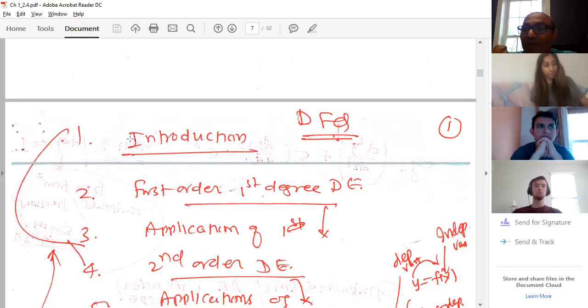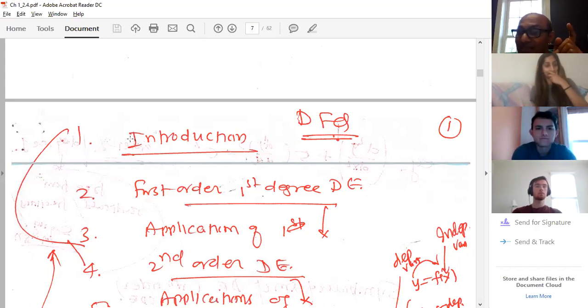Article 4.3, now higher order differential equation technique is completely different from your first order, first degree. It has no relation. Higher order differential equations are divided into 2 parts. Try to listen to me very carefully, guys. The first part is homogeneous differential equation. Homogeneous, I mean to say that your right hand side equals 0.